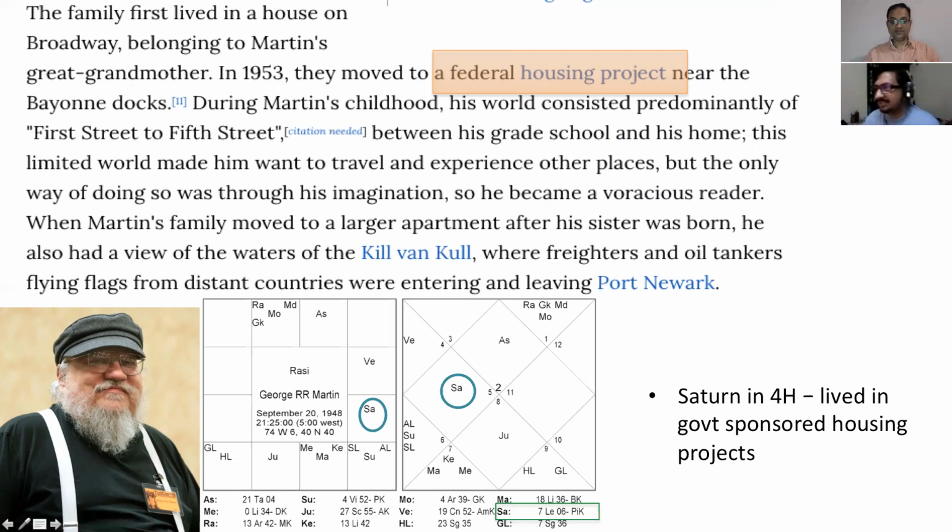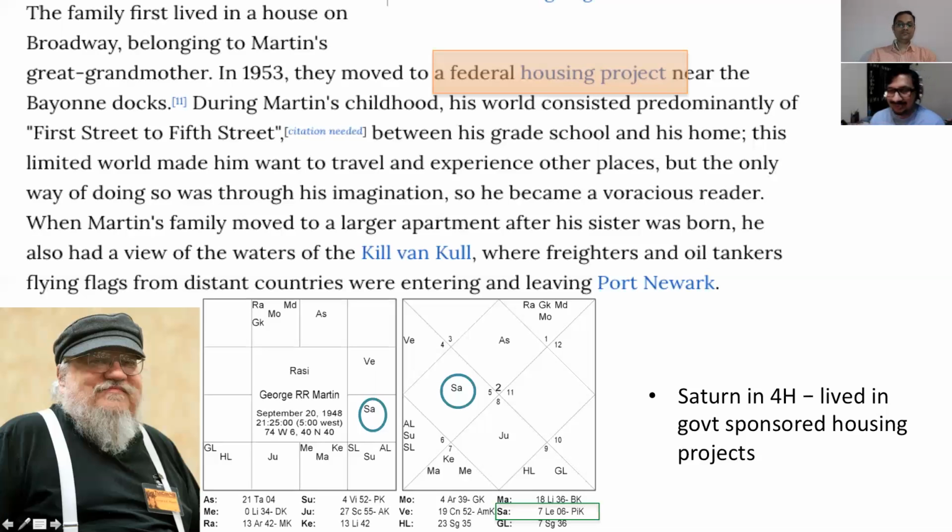Okay, so what I was saying was that when he was a child, his world consisted of First Street to Fifth Street, School Street to his home street, in a dangerous area. Between his grade school and his home, his limited world made him want to travel and experience other places, and the only way of doing so was through his imagination. So he became a voracious reader.